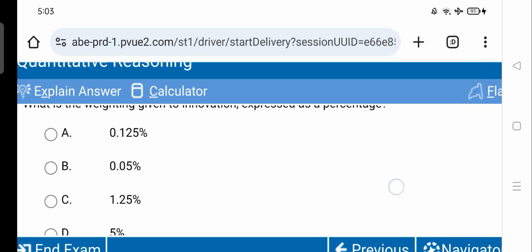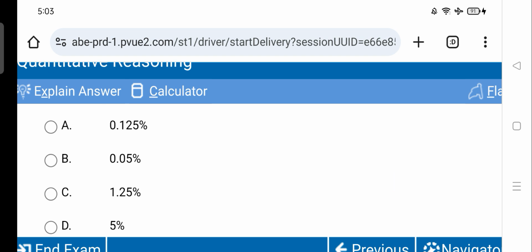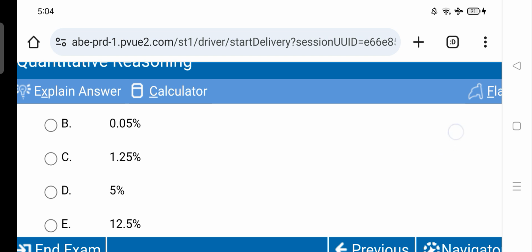So here we have these options. Option A we have is 0.125%, option B 0.05%, option C 1.25%, and option D is 5%. Option E 12.5%.